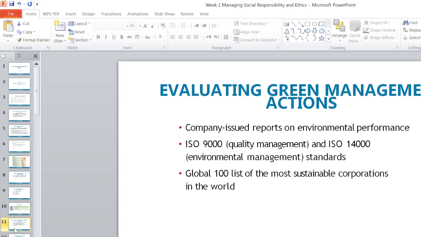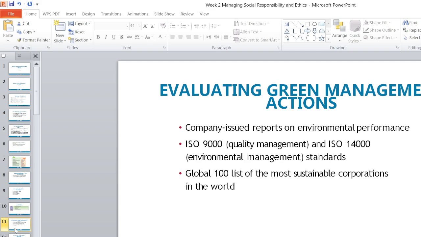Evaluating green management actions. Companies issued reports on environmental performance. So when a company says we are sustainable, we have green management standards, etc., how do you know that? Or how is this being evaluated? Basically, companies have to have reports on environmental performance, and they are issuing these reports, and sometimes they even publish it on their public website for the public to view. Okay, this is one way, by reviewing these reports and evaluating them.